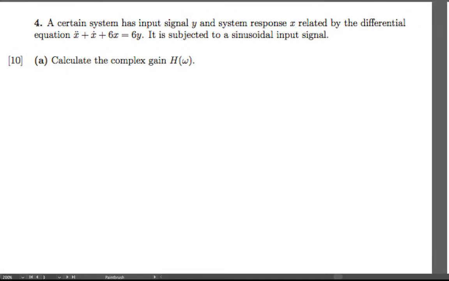4. A certain system has input signal y, and system response x related by the differential equation x double dot plus x dot plus 6x equals 6y. It is subjected to a sinusoidal input signal. If it's sinusoidal, that means that it is like a curve, such things.